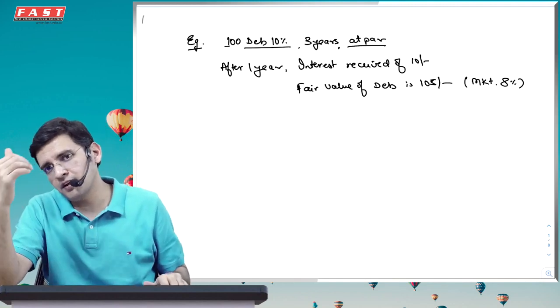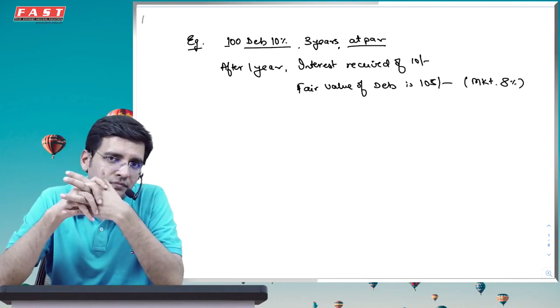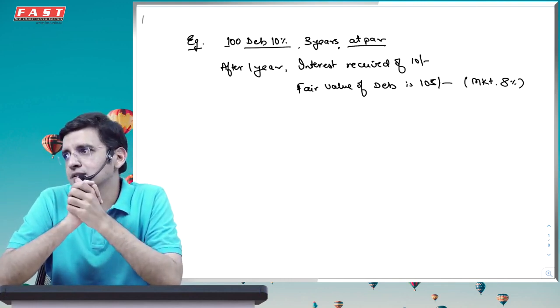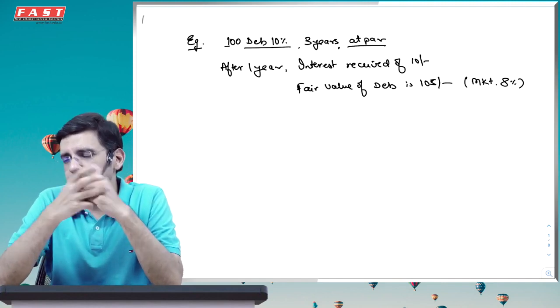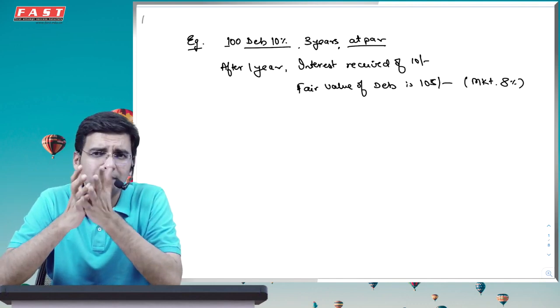Should I record it at 105, and should I keep recording it at 100 only, which is my cost and the initial carrying amount? One logic to this particular answer could be that, sir, we should record it at what? We should ideally record it at 100 rupees only, being cost.